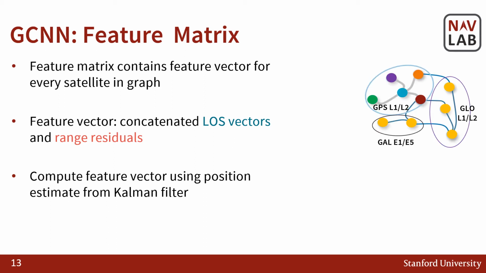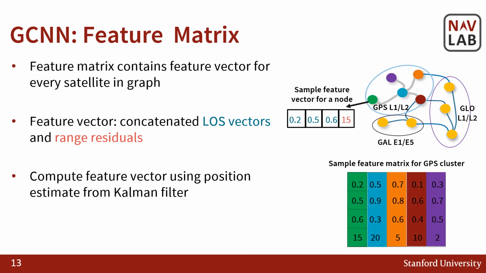As an example, you can see a sample single layer graph here, where different measurements are grouped according to GPS, Galileo, and GLONASS. A sample feature vector for a node looks something like this, where the first 3 elements represent the loss vector, and the last element represents the measurement residual. If we combine the feature vectors for every single satellite node, we end up with this sample feature matrix. As an example here, you can see a feature matrix for the GPS cluster.